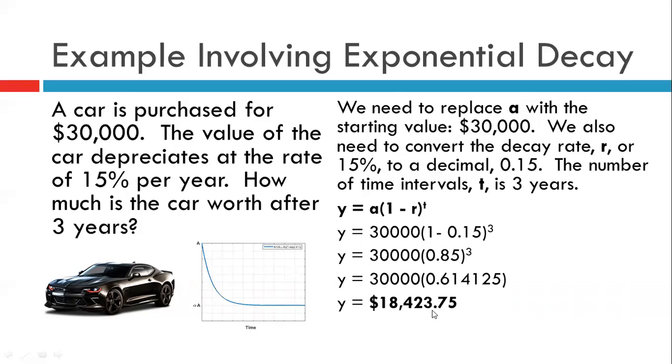18,423.75. This time we'll keep a couple of digits after the decimal point, since this is money, and those two digits will represent the cents. So this car has depreciated for 3 years, and we expect the value to be $18,423.75 after 3 years, since it has depreciated at the rate of 15% per year.